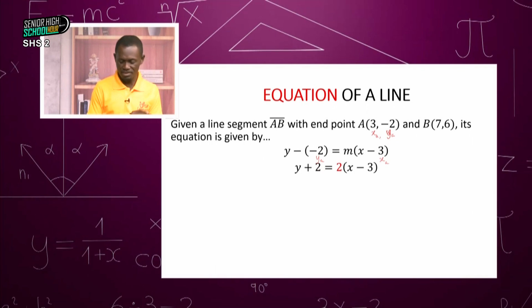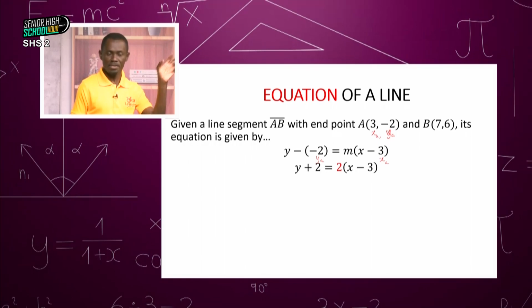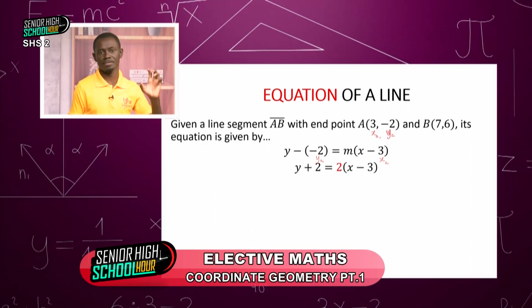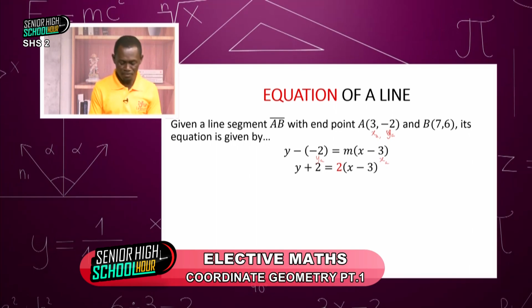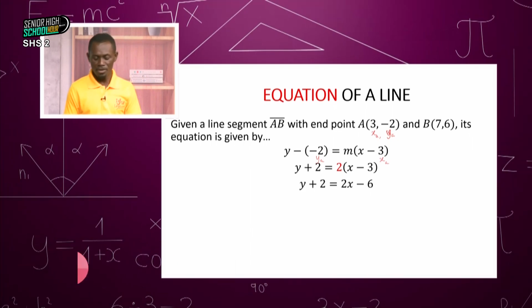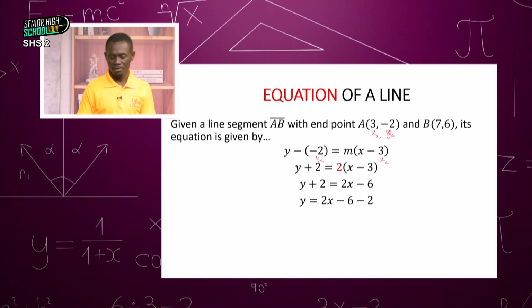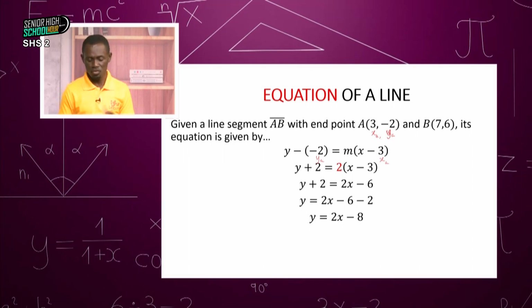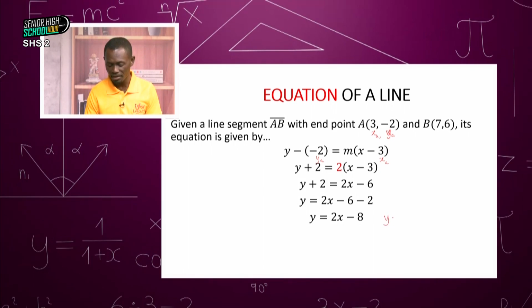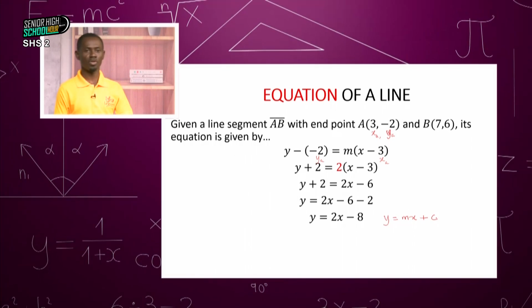All right, if I did this manipulation, I'll have y plus 2 equals, now remember, I know what m is from our previous subsection. We found m to be 2. If I did not know, I would have found out by saying difference in y's divided by difference in the x components. I'll get 2. So I expand and group terms. I have y plus 2 equals 2x minus 6. And if I group the terms properly, I have y equals 2x minus 8. Now, this is correct. But what I have done is to write the equation of the line in the form y equals mx plus c, where m is the gradient and c is what we would call the y-intercept.